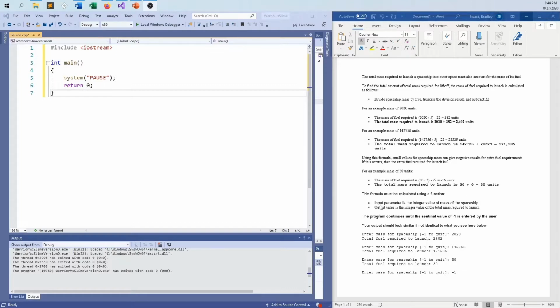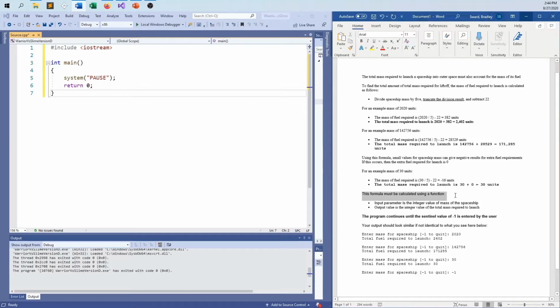So the problem I'm looking at today is we're trying to launch a spaceship and we have to account for the fuel, because if this was real physics, we'd be using integration and all this kind of fancy math to figure out how much weight we need and what's going to happen as the spaceship launches. But we're just trying to keep it simple. It's the first example. So the big part of this is the idea of using a function.